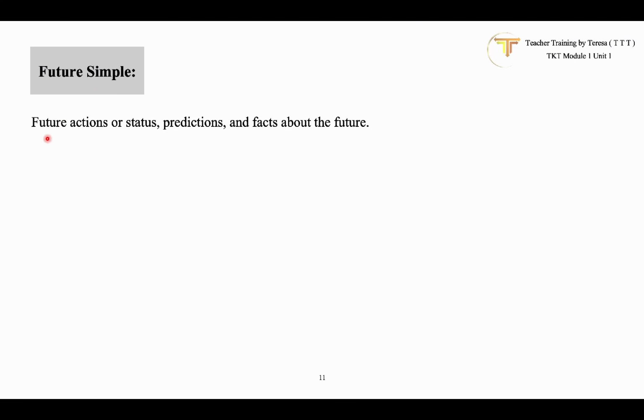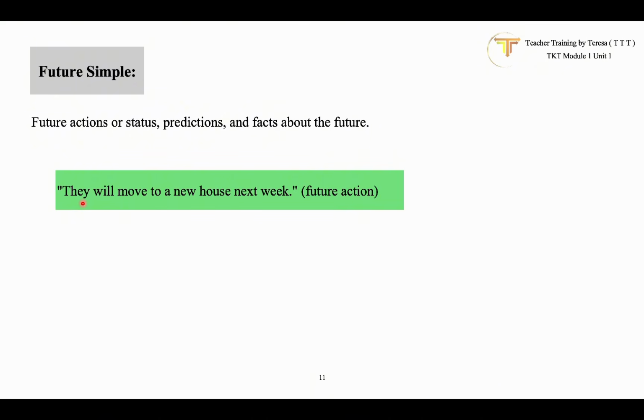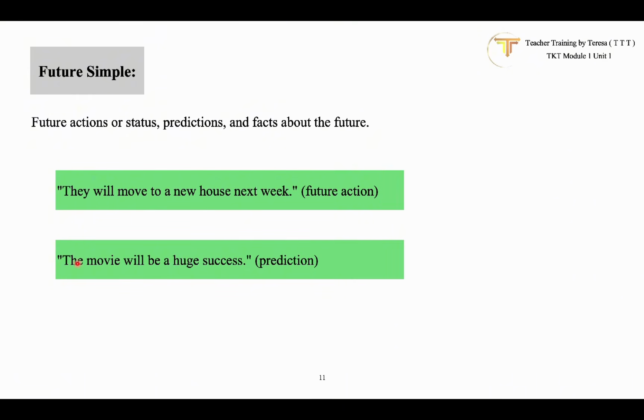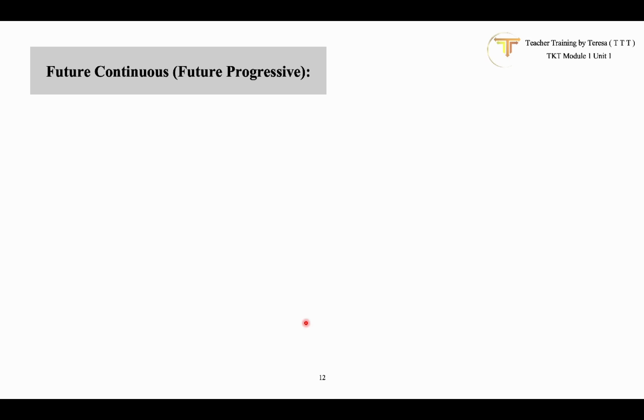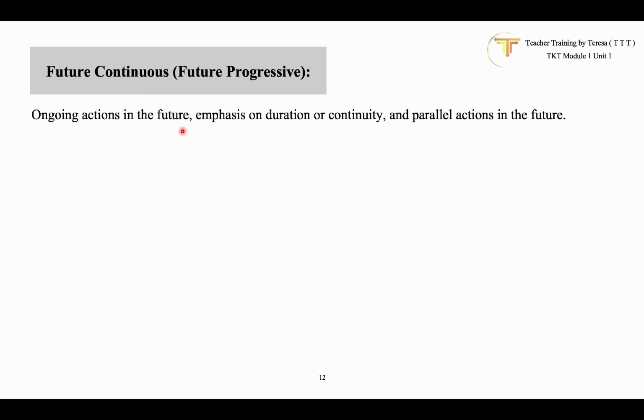Future simple describes future actions or status, predictions, and facts about the future. Examples: They will move to a new house next week. Future action. The movie will be a huge success. Prediction. It will be a leap year next year. Fact about the future.